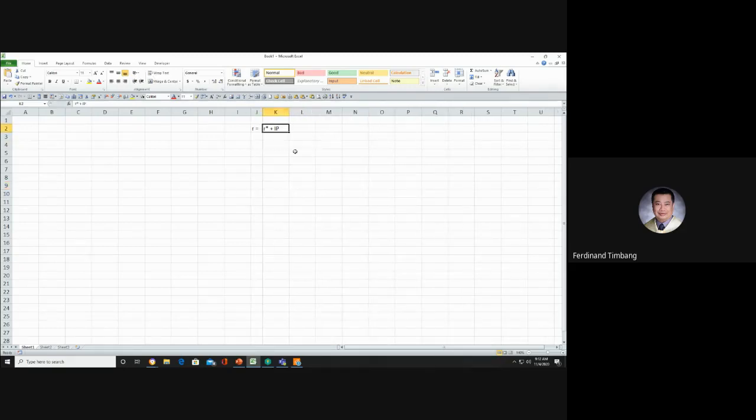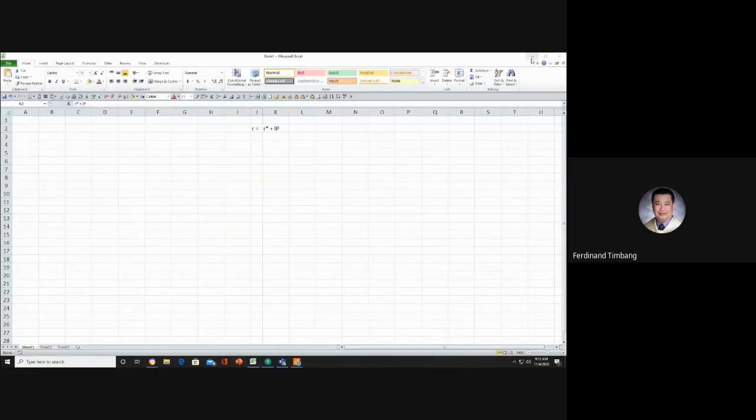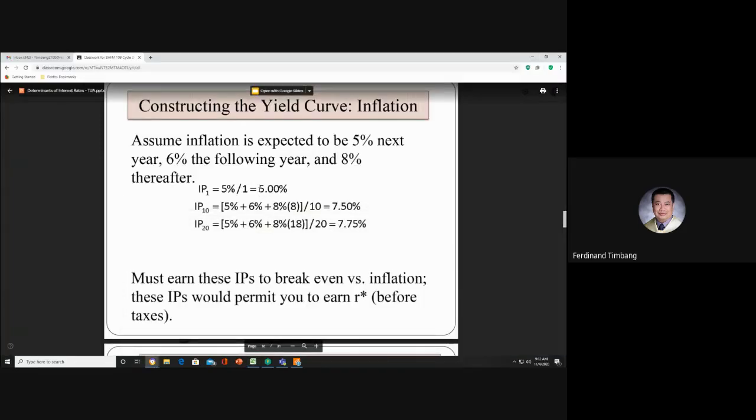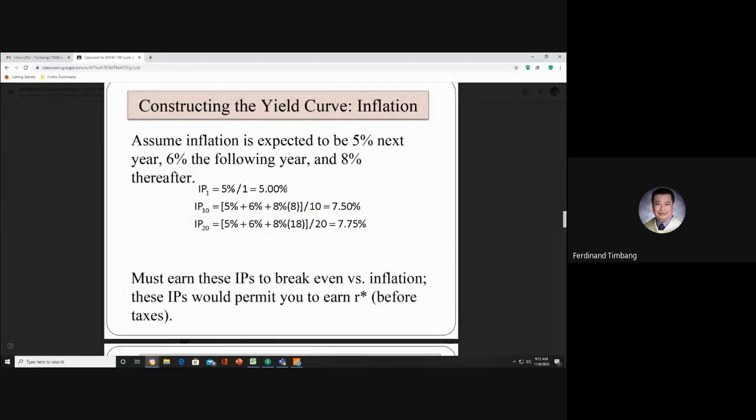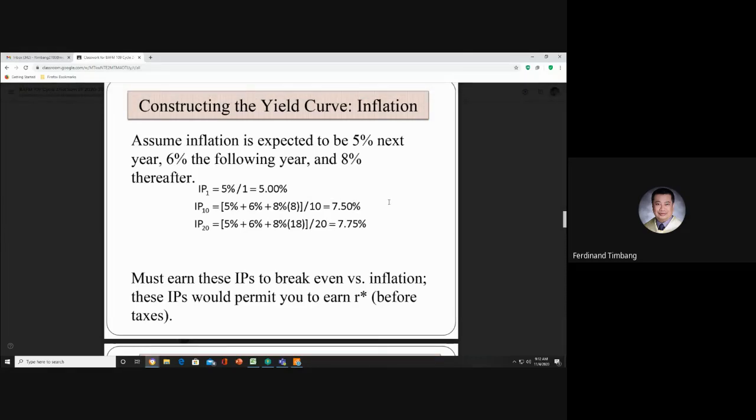So this inflation depends on what you used: 1 year, 2 years, 3 years, 4 years. That is what we add. So if it is just for 1 year, this is what you add to the R-star, the 5%. But if you're computing the interest rate for 10 years, we add the 7.5. Okay? So that's how it is.